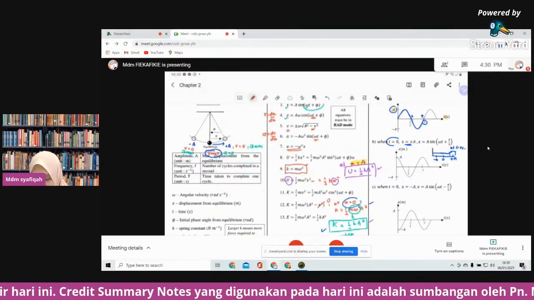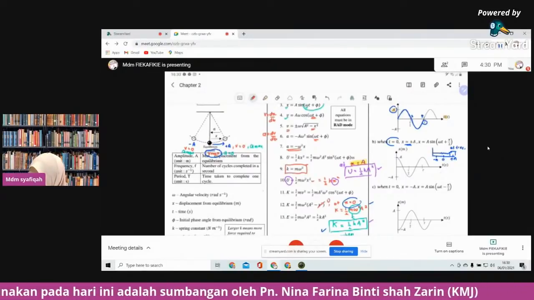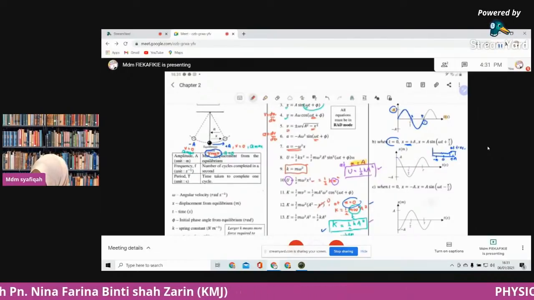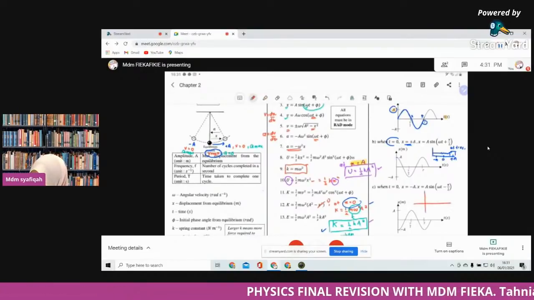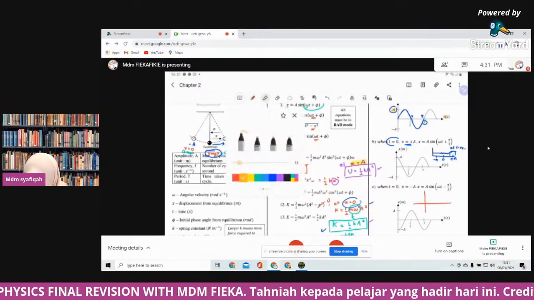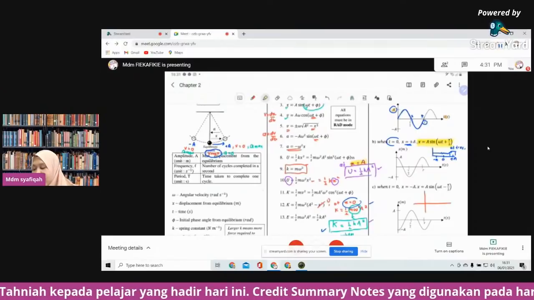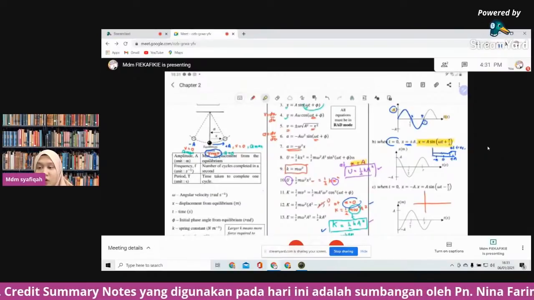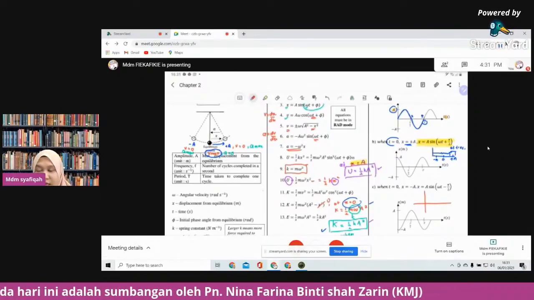Saya tunjuk sikit saja, saya tunjuk ini saja ya. Okay, so the original tadi apa? The original graph, sine. Okay, kalau soalan bagi you equation, let's say dia bagi you equation ini. Okay, A sin omega t plus pi over 2. So this equation is in terms of sine, right? So how to sketch the graph? Okay, so remember the original, ini equation sine.